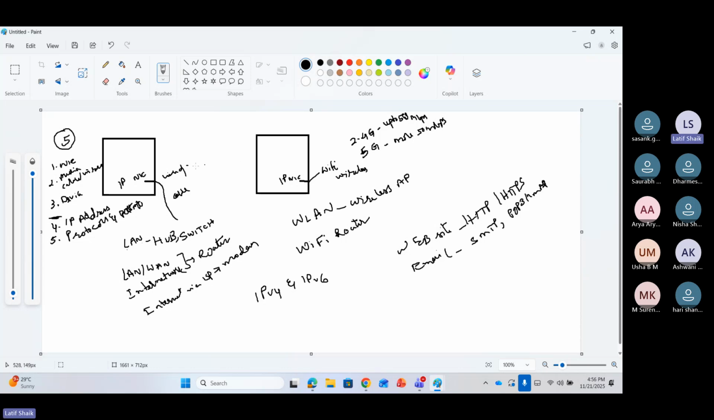Okay. So for cables, we have the cables: coaxial, UTP, STP, fiber channel.